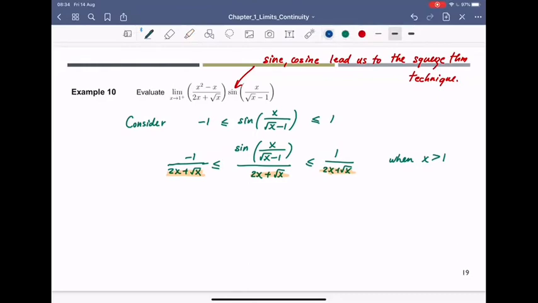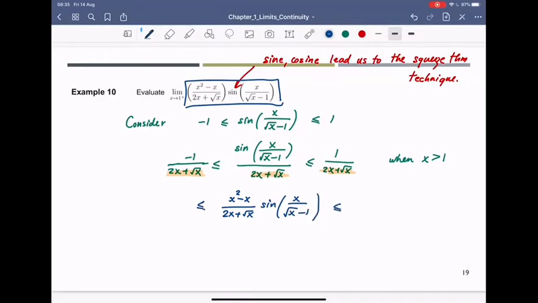And then after that, I want to make sure that the term in the middle matches the one that I have in the problem. So I'm going to multiply by x squared minus x, which is okay too, because when x is greater than 1, x squared minus x is going to be a positive thing as well. So now in the middle, I have this thing, because I multiplied it by x squared minus x.